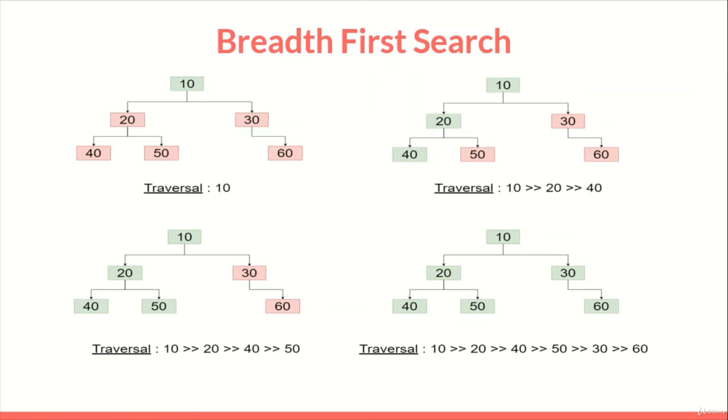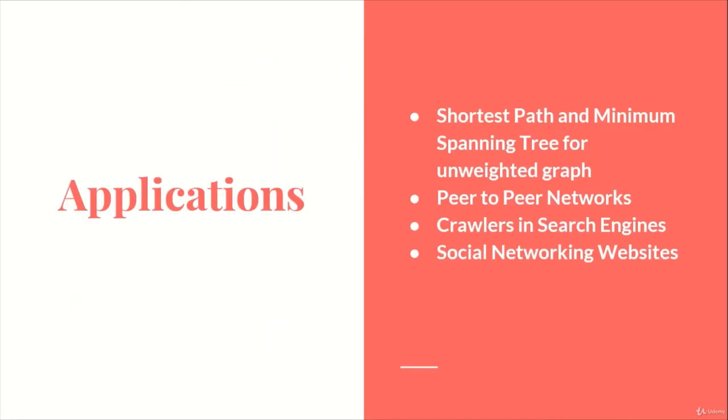Here is a typical example of a BFS wherein we followed the three-step procedure for each iteration. In the first iteration, we get the value 10, followed by 20, 40, followed by 50, and finally 30 and 60. There are various applications of BFS, some of which include shortest path and minimum spanning tree for unweighted graphs, peer-to-peer networks, crawlers in search engines, and social networking websites.